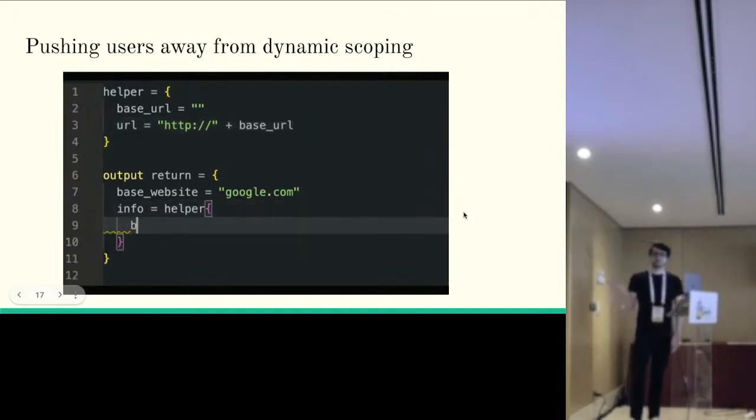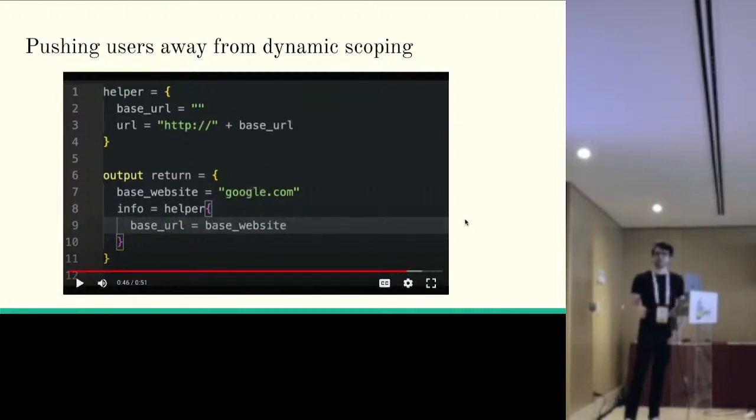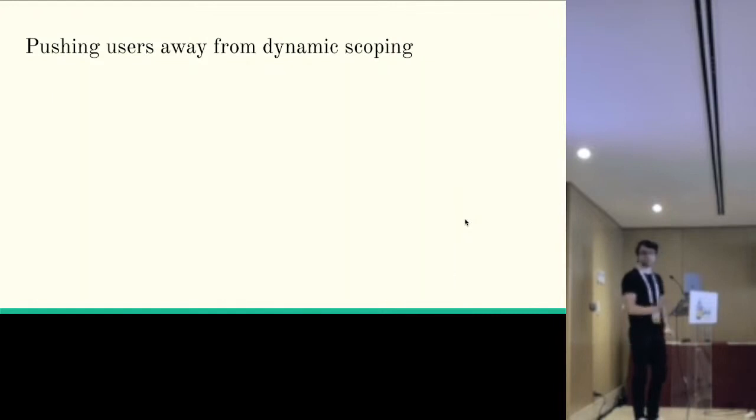But base URL is empty, and we want to put something into the base URL, and we know we need to do that when we call helper. This is going really quickly. And so when we fill in base URL, we now are suggested the lexically scoped base website from that tuple. And so now, after using the LSP features, we push the user to write better lexically scoped code and go away from the bad things.